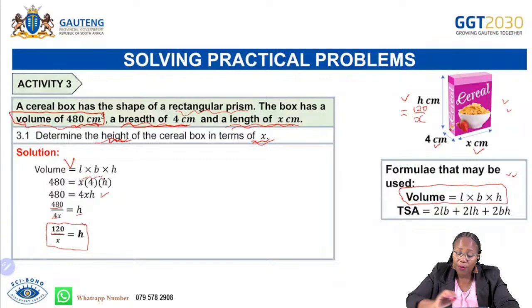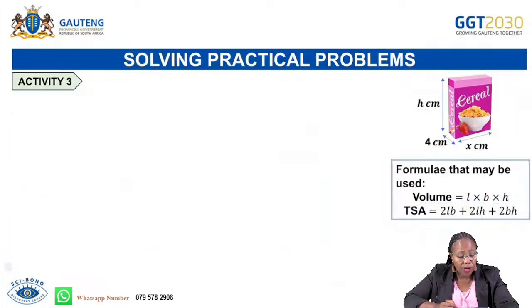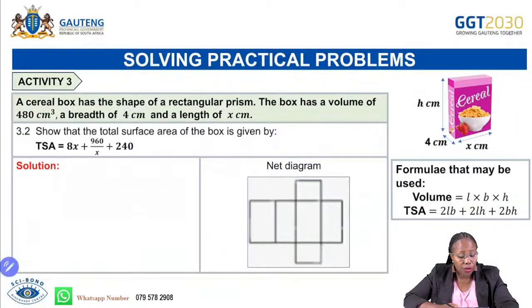Okay, now we have everything in terms of one unknown, which is X. To the next question, 3.2. This cereal box, we are still using the same cereal box, of which we have calculated that this will be 120 over X, our height in terms of X. And with the same dimensions now, grade 12, we need to show the total surface area.